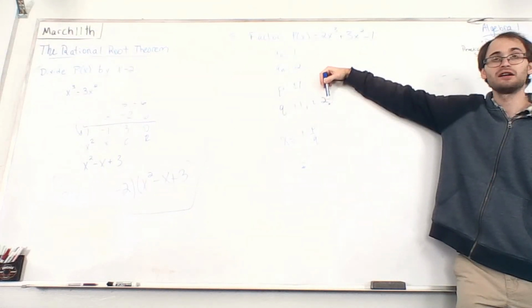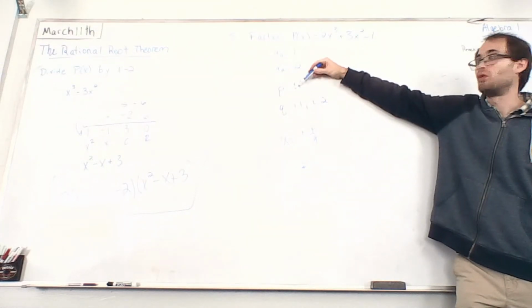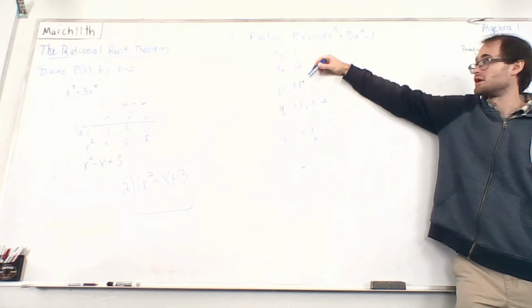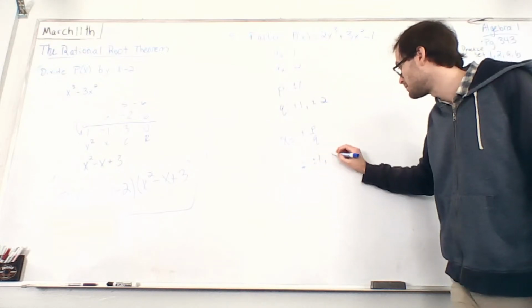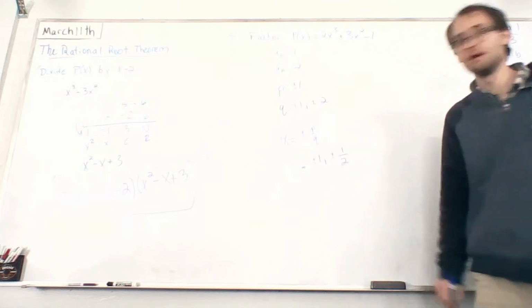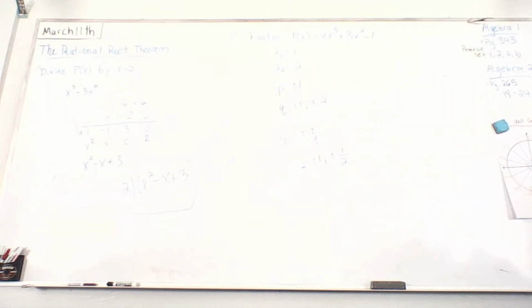I need to say that again. Sure. 1 over 1, 1 over 2. Plus minus 1, plus minus 1 over 2. So yes, a fraction can appear.